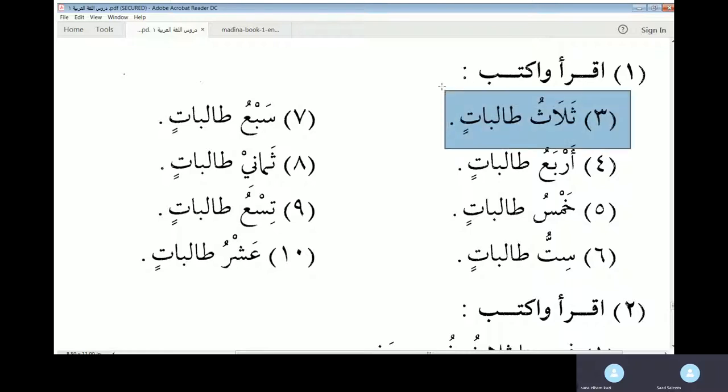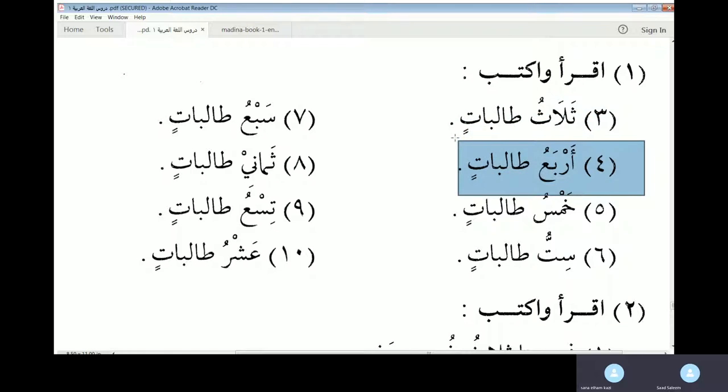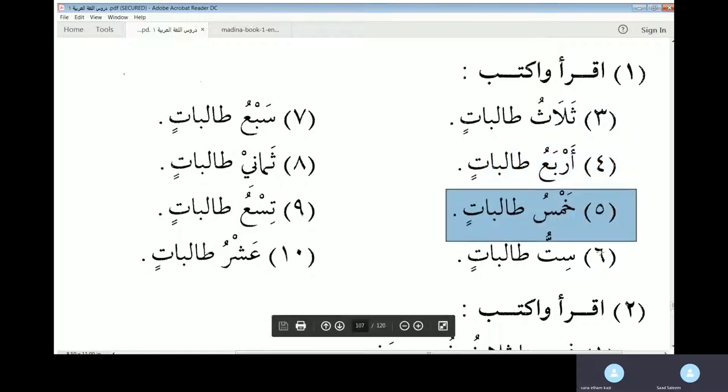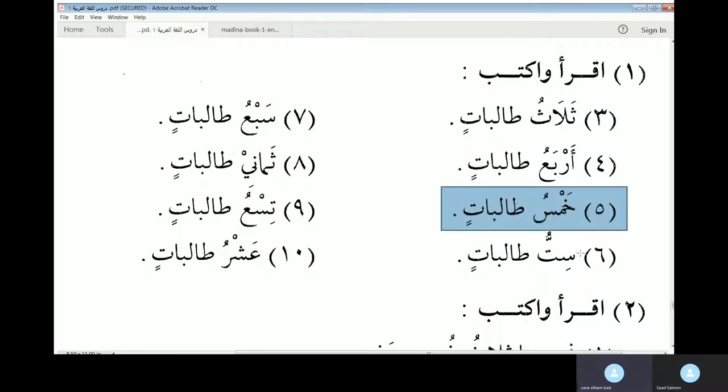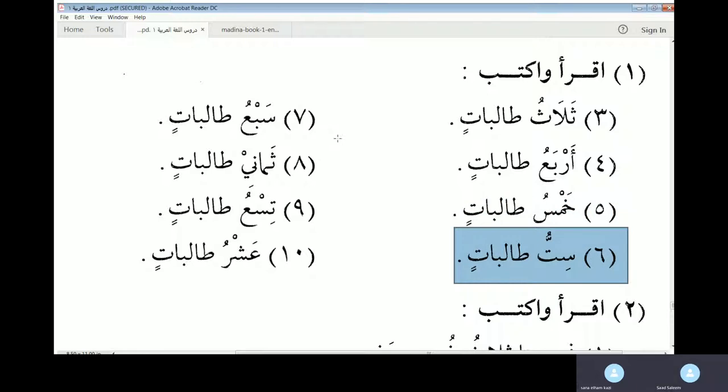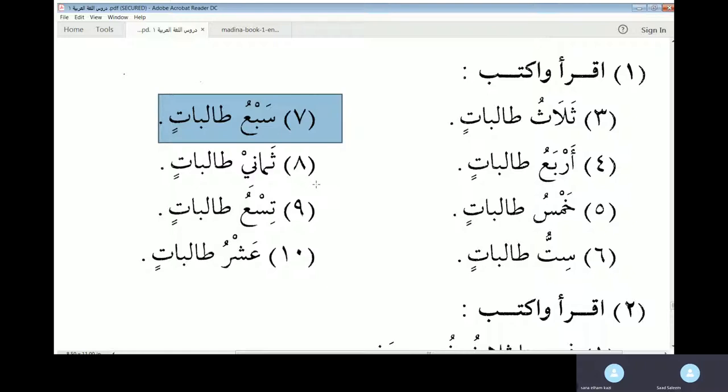ثلاث طالبات, three female students. أربع طالبات, four female students. خمس طالبات, five female students. ست طالبات, six female students. سبع طالبات, seven female students.